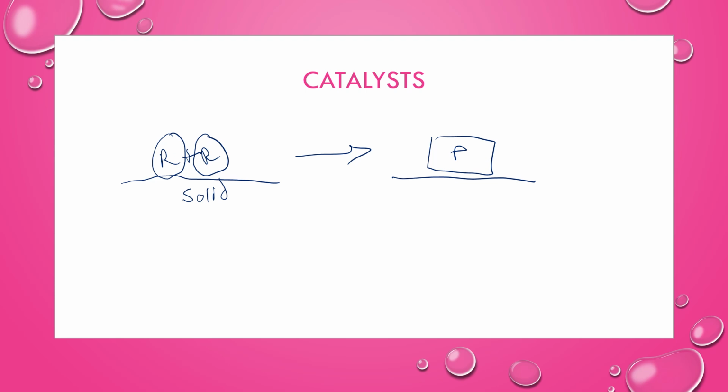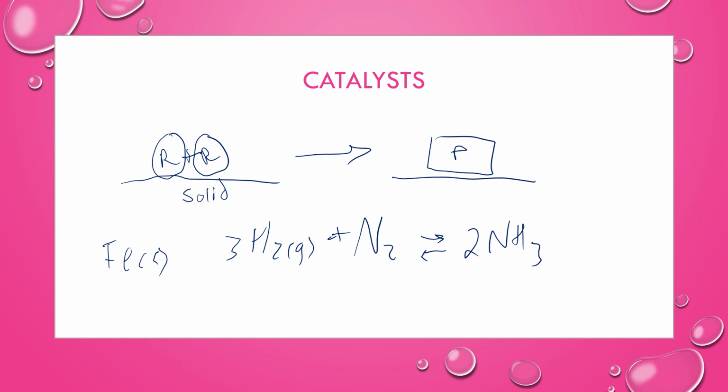So there's 2 examples I want to share with you. You can use solid iron to catalyze the reaction for the Haber process, which is 3 hydrogen gas and nitrogen gas forming 2NH3. So the iron acts as a surface for the reactants.